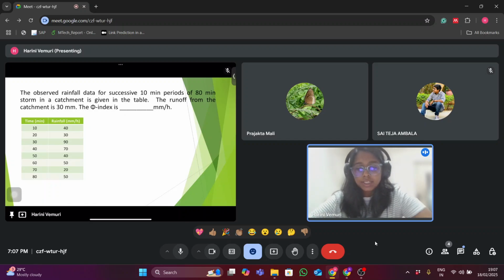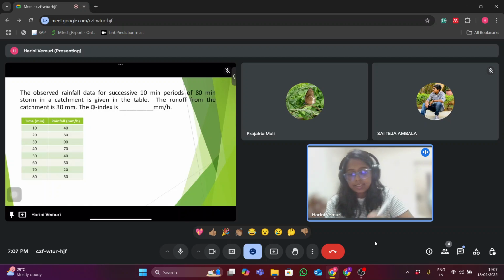So in the next question, the observed rainfall data for successive 10-minute periods of an 80-minute storm in a catchment is given in the table. So here you can see in the table for every 10 minutes the rainfall intensity is given, and the runoff of the catchment is given as 30 mm. So R equal to 30. They are asking to calculate the phi index. So we have discussed that phi index is equal to precipitation minus runoff by time.